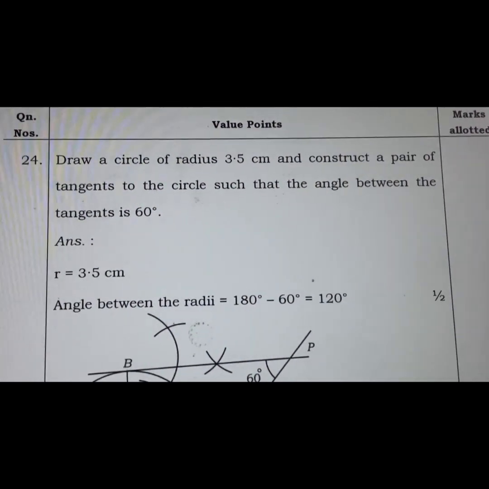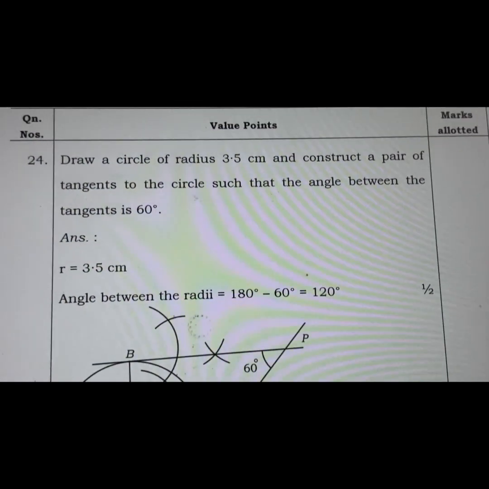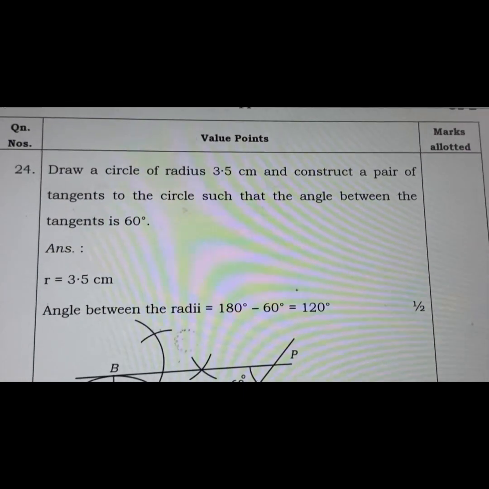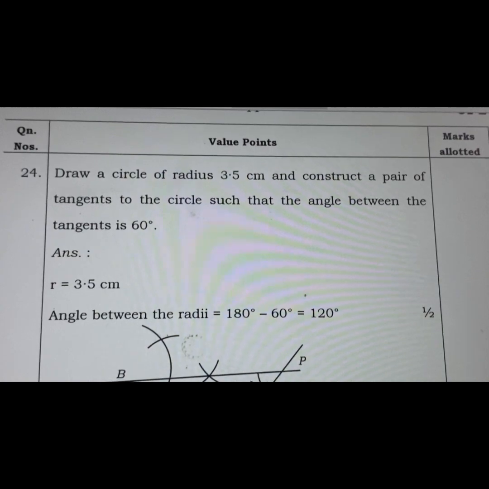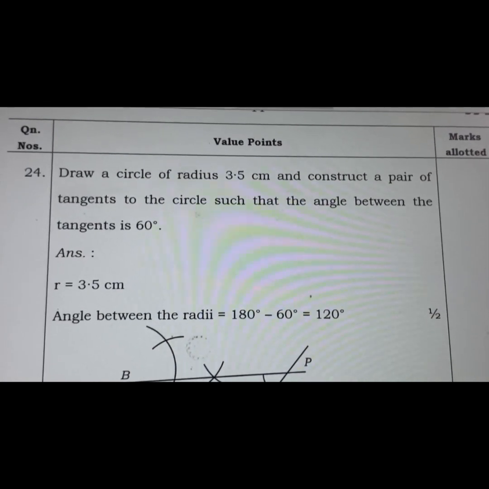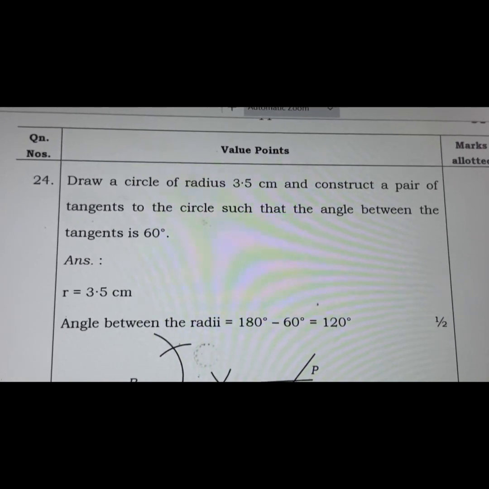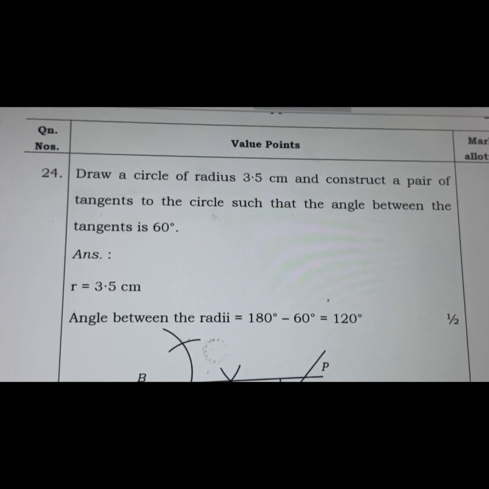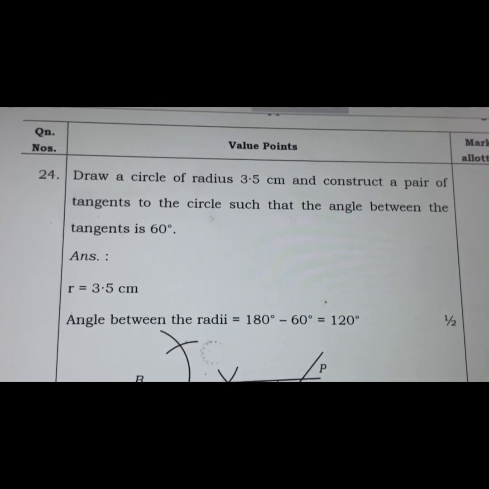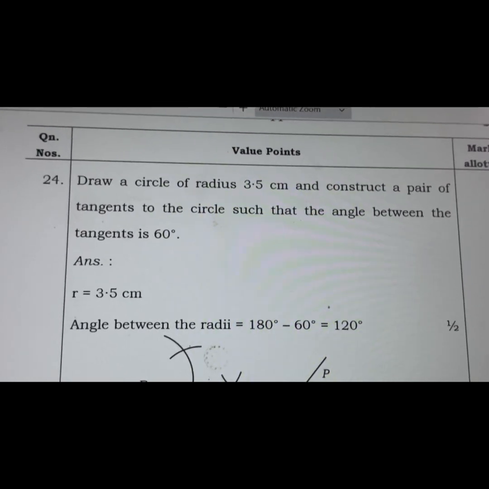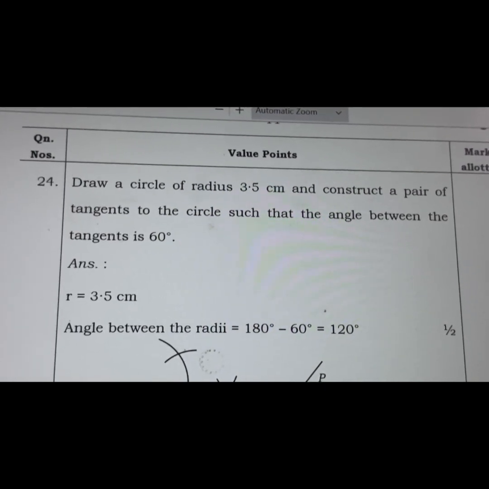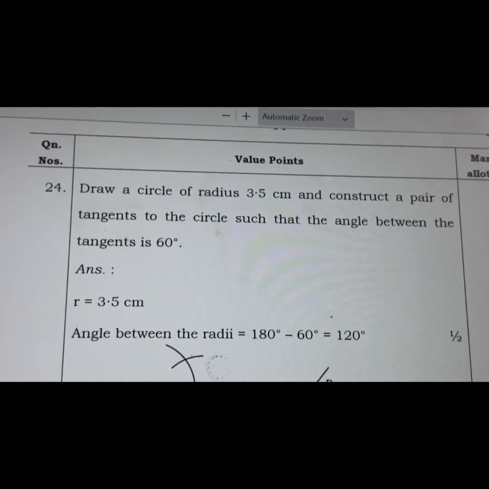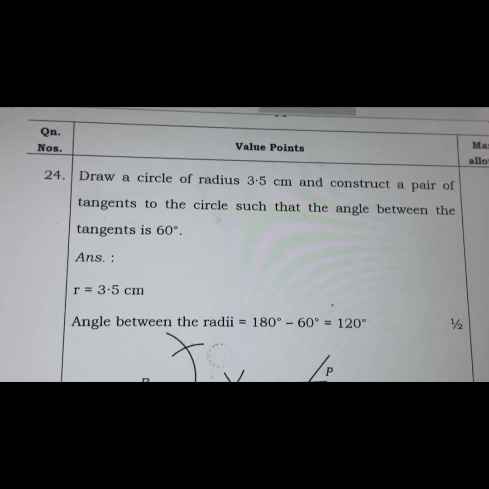Okay, now the 24th question. Draw a circle of radius 3.5 centimeter and construct a pair of tangents to the circle such that the angle between the tangents is 60 degree. Okay, so here we know the radius value, that is nothing but 3.5 centimeter. So they have given the tangent angle, that should be 60. That means angle between the radii should be 180 minus 60, that is nothing but 120.